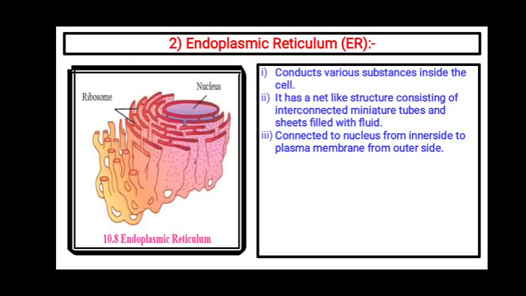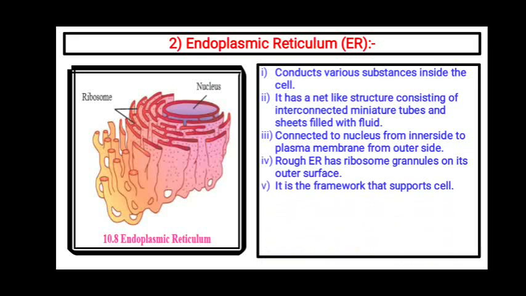They are connected to nucleus from inner side and plasma membrane from the outer side. So the structure of endoplasmic reticulum is in such a way that the inside part is connected to the nucleus and the outside part is connected to the plasma membrane. Rough endoplasmic reticulum has ribosome granules on its outer surface. It is the framework which supports the cell. It helps in conduction of proteins.